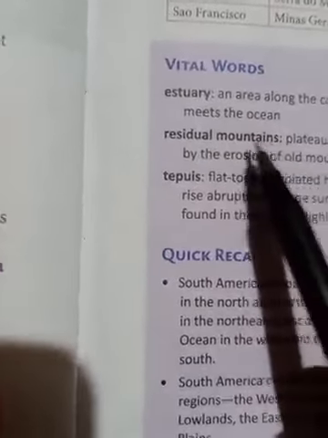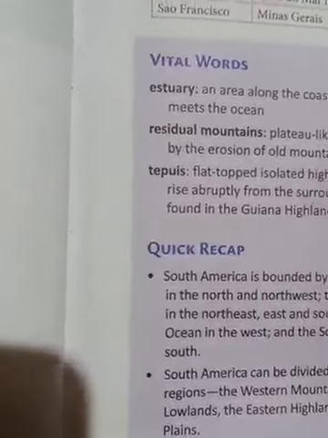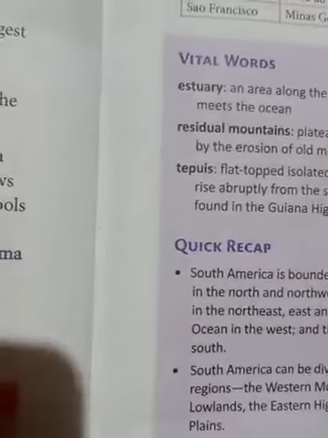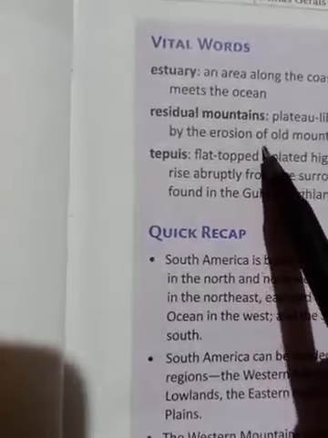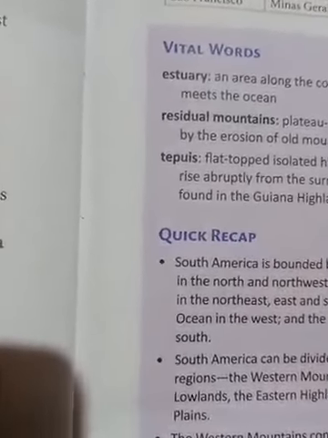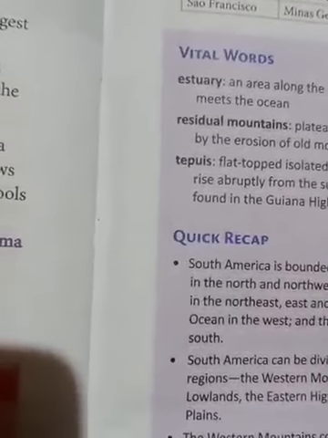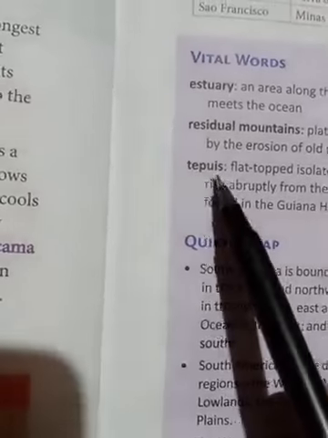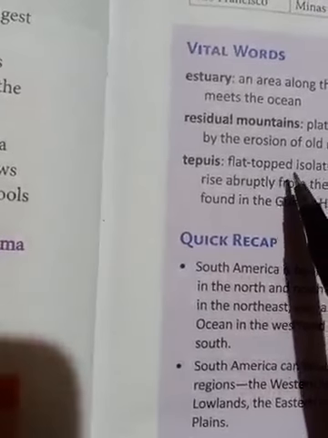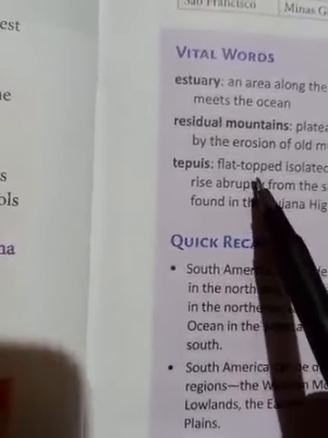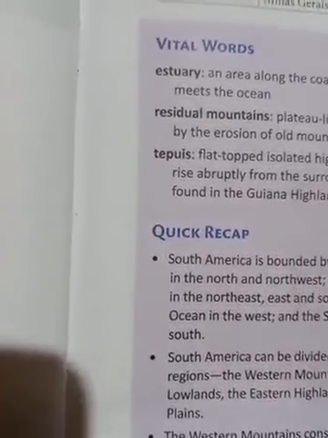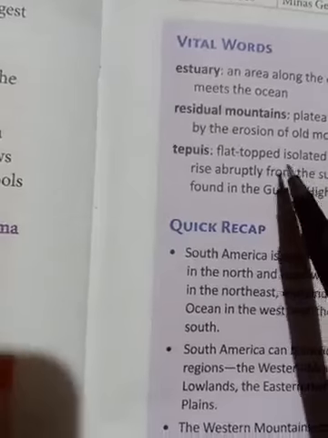Residual mountains. What are residual mountains? Plateau-like landforms formed by the erosion of old mountain systems. That is called the residual mountains. Tepuis. What is that? Flat-topped, isolated highlands. That is called the tepuis.